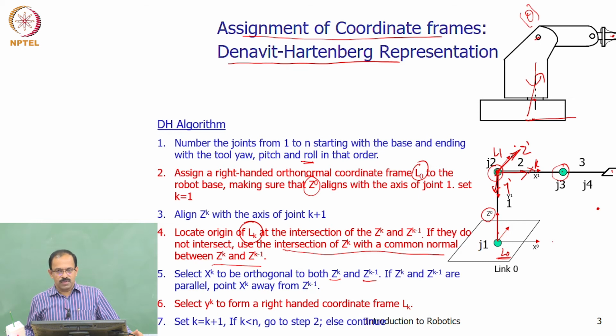So now suppose I want to get L2. L2 is the next coordinate frame, that is at J3 you have L2. I don't know where exactly L2 is, but I know the coordinate frame is L2. So I need to find out the coordinate frame associated with joint 3. So what will I do? What is the first step?